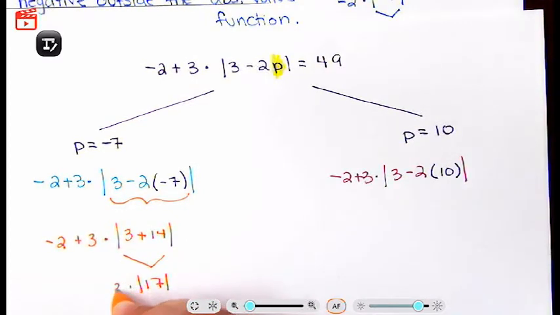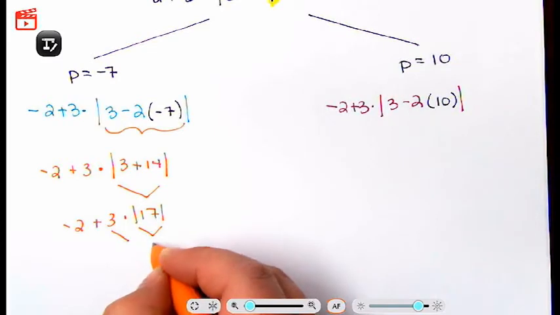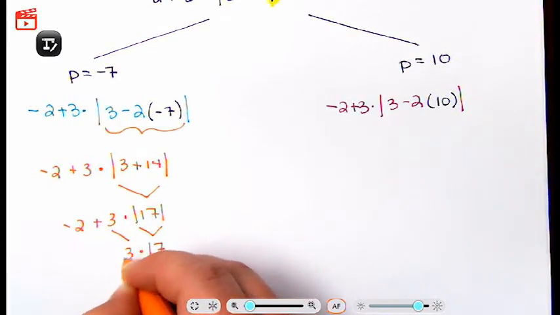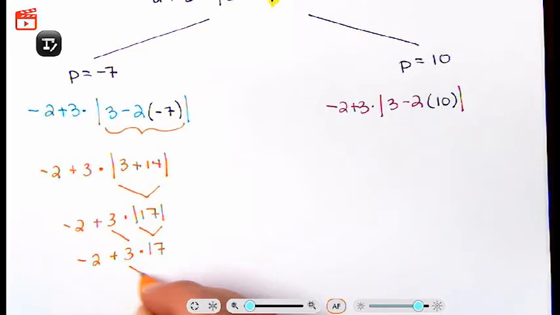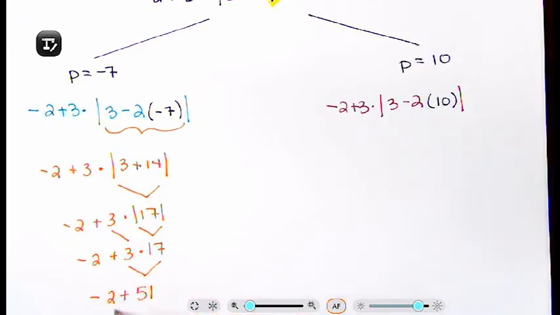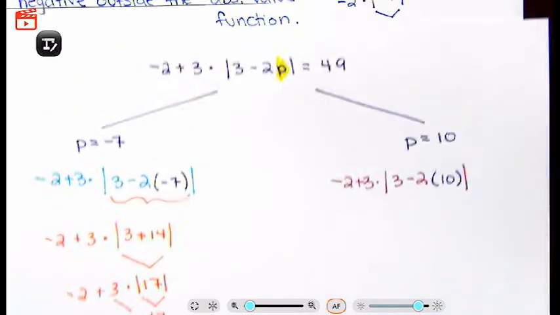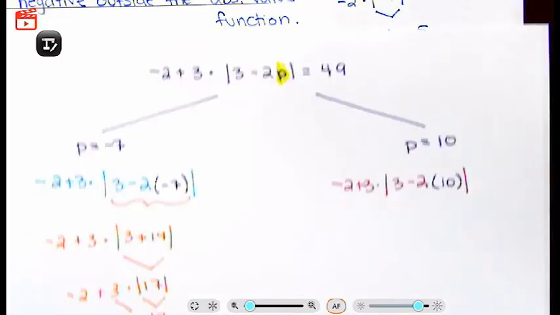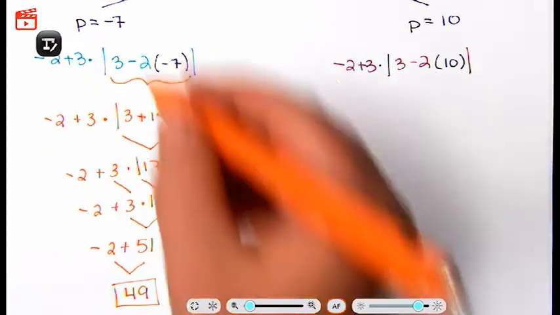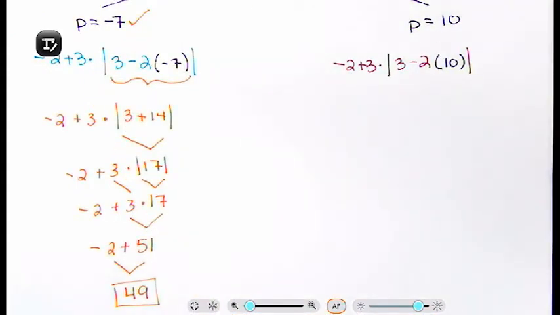Absolute value times 3 plus 2 minus 17 times 3, checking with the calculator here, is 51. Oh, before I even do that, what is the absolute value of 17? Absolute value of a positive number is that number. So now we can do the 17 times 3, which is 51, plus 2 negatives, which gives me a 49 positive. So looking at our original, that does equal 49 here. So therefore, p equals -7 is one of our solutions.